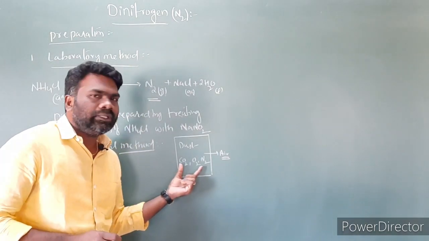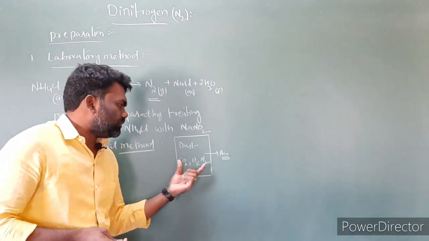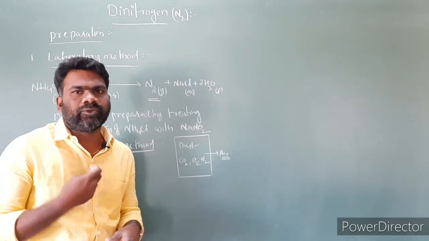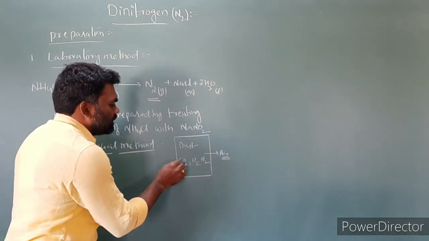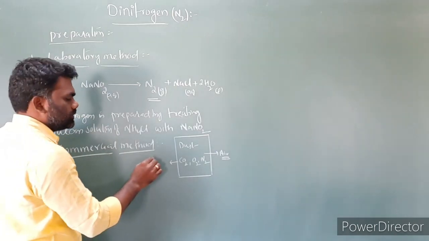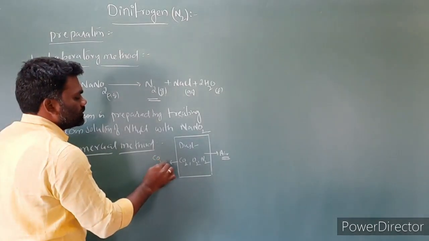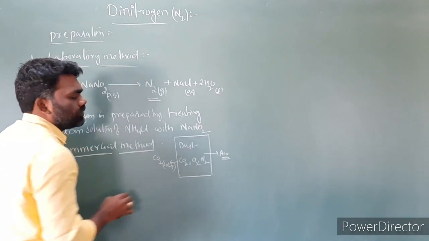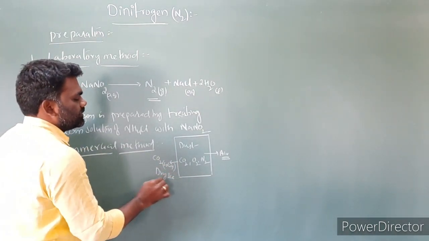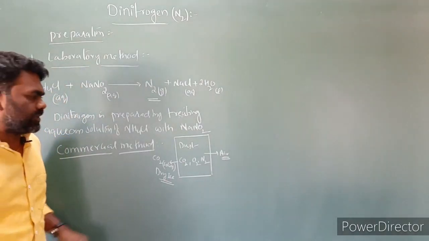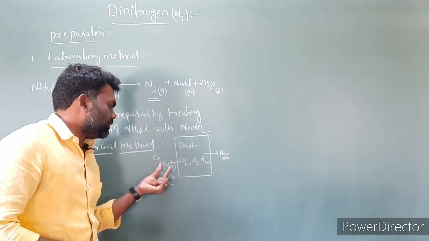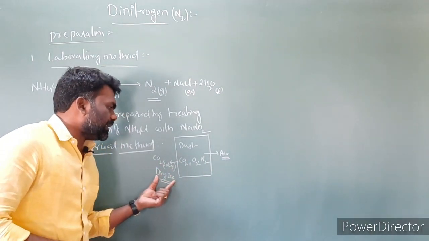Then we cool this gas to a very low temperature. Whenever a gas is cooled to very low temperature, it converts into liquid form. First we do liquefaction. At very low temperature, carbon dioxide gas converts into solid CO2. The solid CO2 is called dry ice.